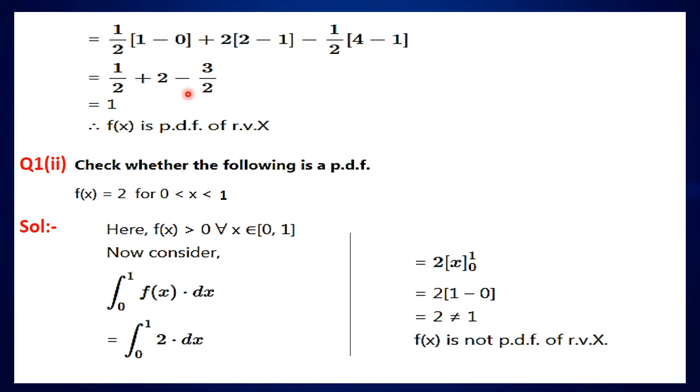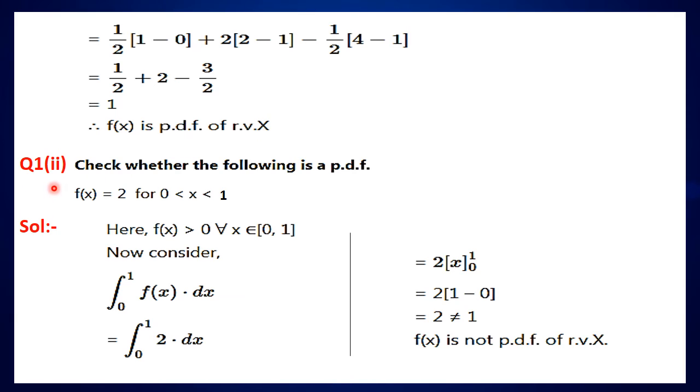After simplification, taking the denominator 2 as common, the first term is 1 and the second term will be 4 upon 2. So 1 plus 4 minus 3, that is 5 minus 3 is 2, and 2 upon 2 is 1. So we got the integral of f(x) is equal to 1. So f(x) satisfies both conditions for a PDF of a random variable x. So the given f(x) is a probability density function.